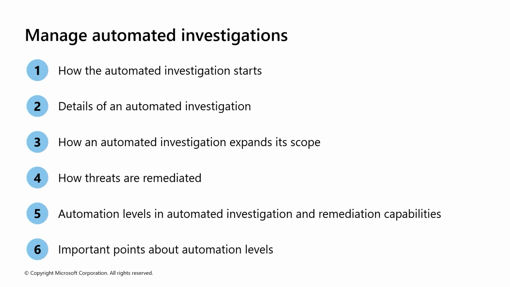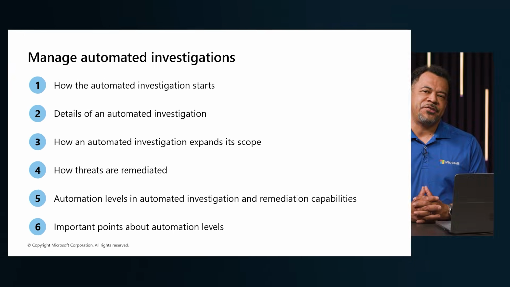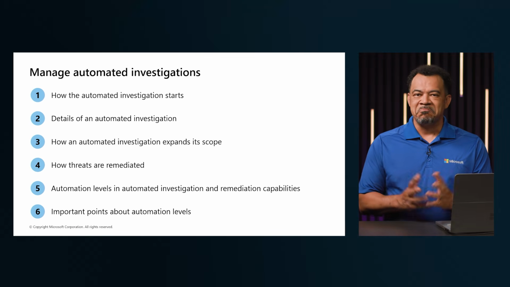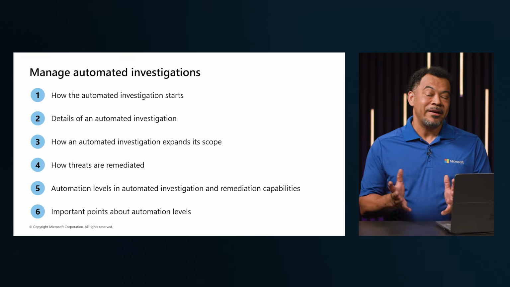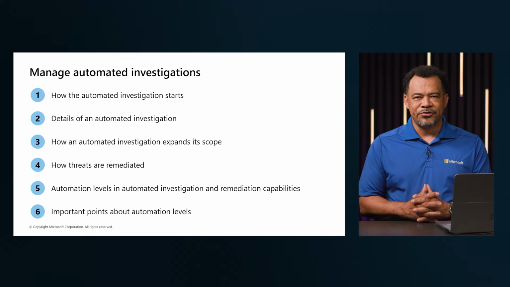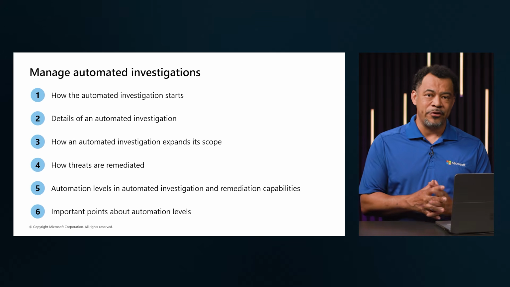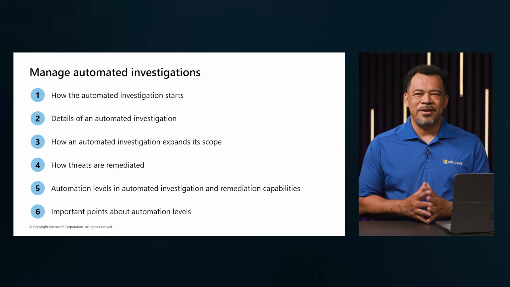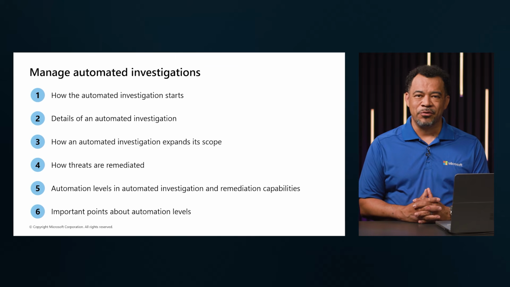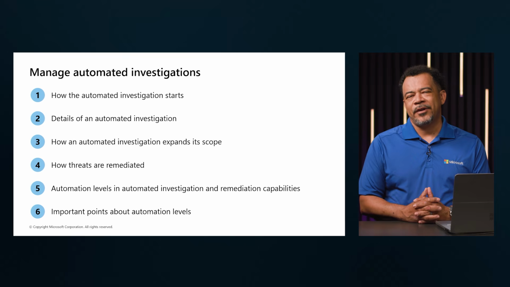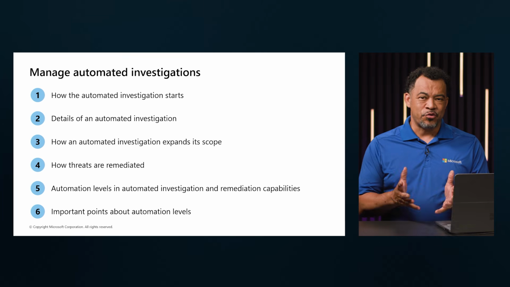So let's talk a little bit about managing automated investigations. We'll talk about how an automated investigation starts. Automated investigations are triggered by alerts from Defender XDR when suspicious activity is detected on endpoints, identities, email, or in cloud apps. These alerts originate from a built-in threat detection rule that you can create, Microsoft Threat Intelligence, or custom detection rules.